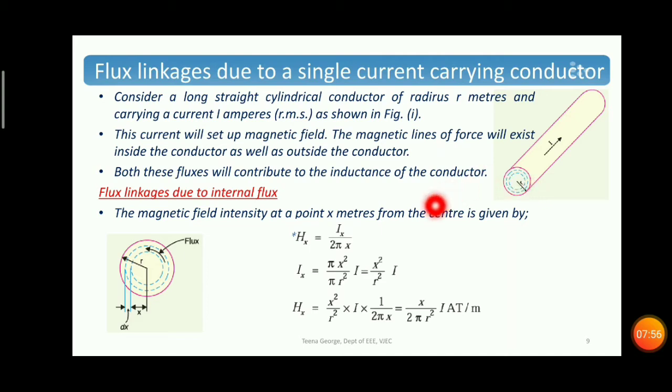But we don't know the value of Ix. We know the value of total current I. So the current density is I by pi r square, where pi r square is the area. I by pi r square into pi x square gives current at distance x meters, Ix. So Ix equal to x square by r square into I. So Hx equal to x square by r square into I into 1 by 2 pi x, or it is x by 2 pi r square ampere turns per meter.